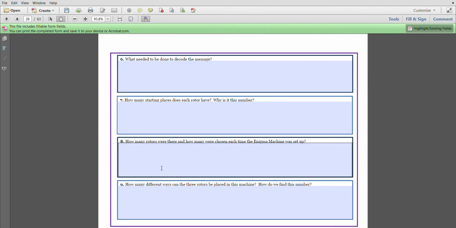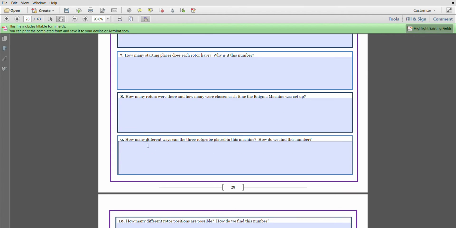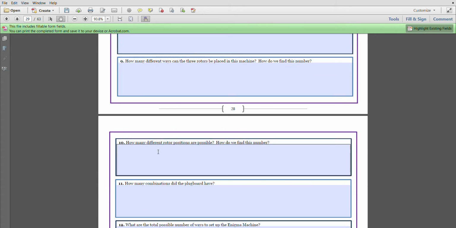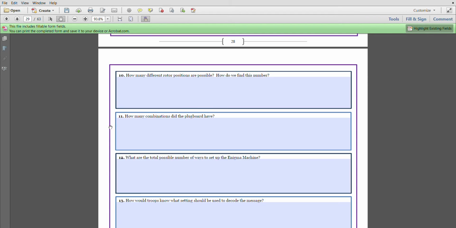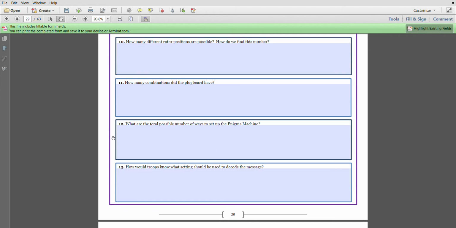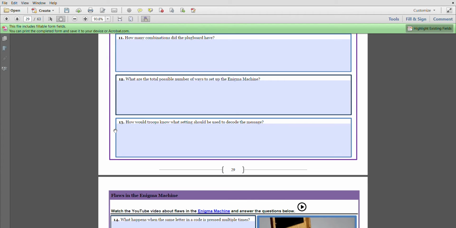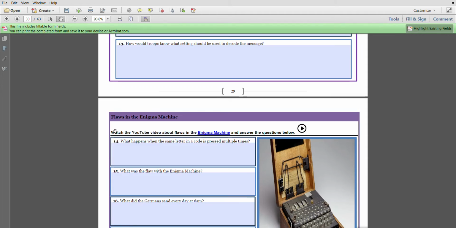8. How many rotors were there and how many were chosen each time the Enigma machine was set up? 9. How many different ways can the 3 rotors be placed in this machine? How do we find this number? 10. How many different rotor positions are possible? How did we find this number? 11. How many combinations did the plug board have? 12. What was the total number of ways to set up the Enigma machine? 13. How would troops know what setting should be used to decode the message?